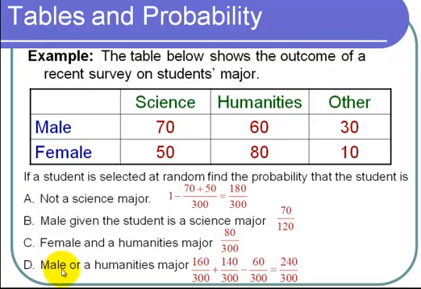So the probability of being a male, well, there are 70 and 60 is 130 and 30 more is 160 out of the 300 total students. The probability of being a humanities major, that's 60 plus 80 is 140 out of the 300 total students. And then there are 60 male humanities majors out of the 300 total students. 160 plus 140 minus 60 is 240. So the answer is 240 divided by 300.